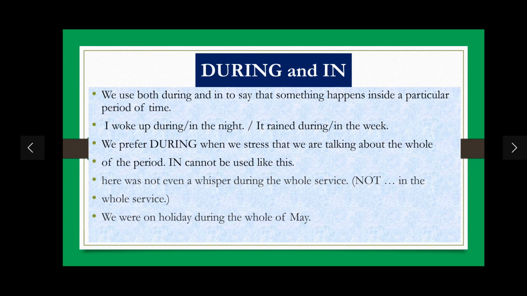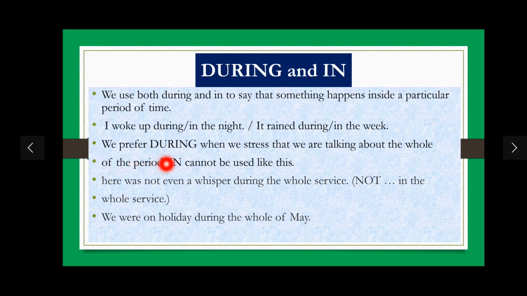During and in. We use both during and in to say that something happens inside a particular period of time. I woke up during or in the night. So we can use during or we can use in when something happens inside a particular period of time. It rained during or in the week. You can use both during or in.